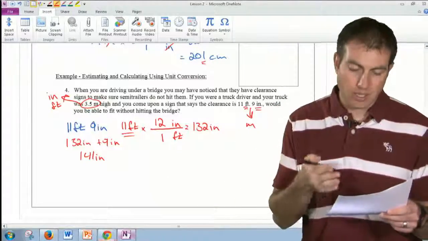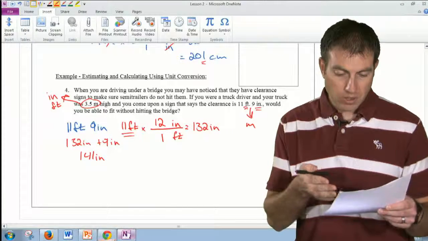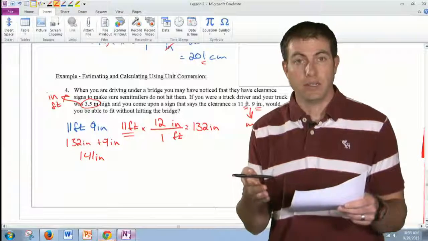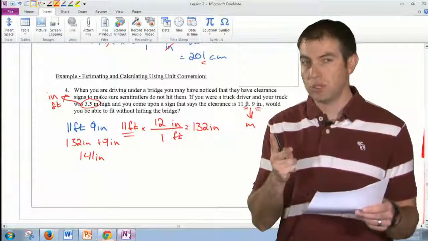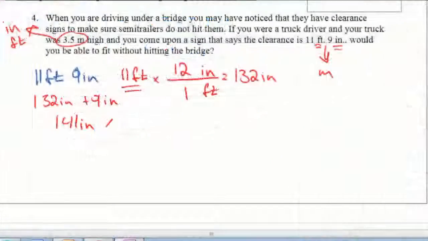So I can see that an inch is 2.54 centimeters, but I don't have a direct conversion from inches into meters. So what I'm going to have to do is do 2 steps. I'm going to start with this 141 inches, and convert my inches into centimeters, and then from centimeters I can go into meters.